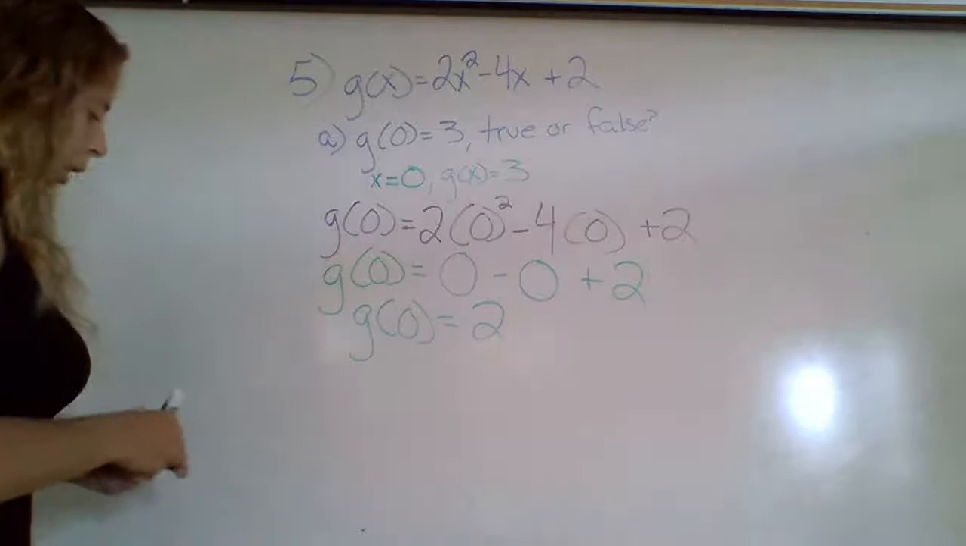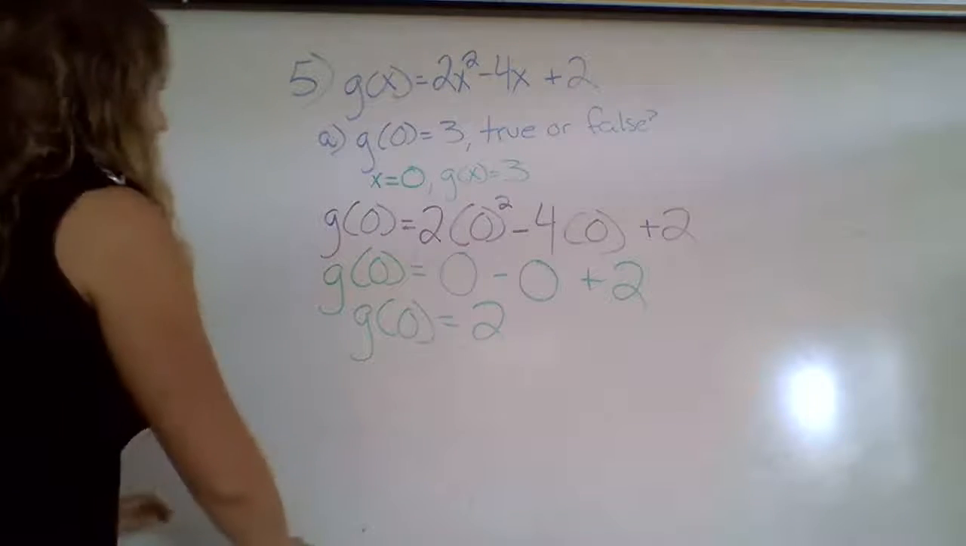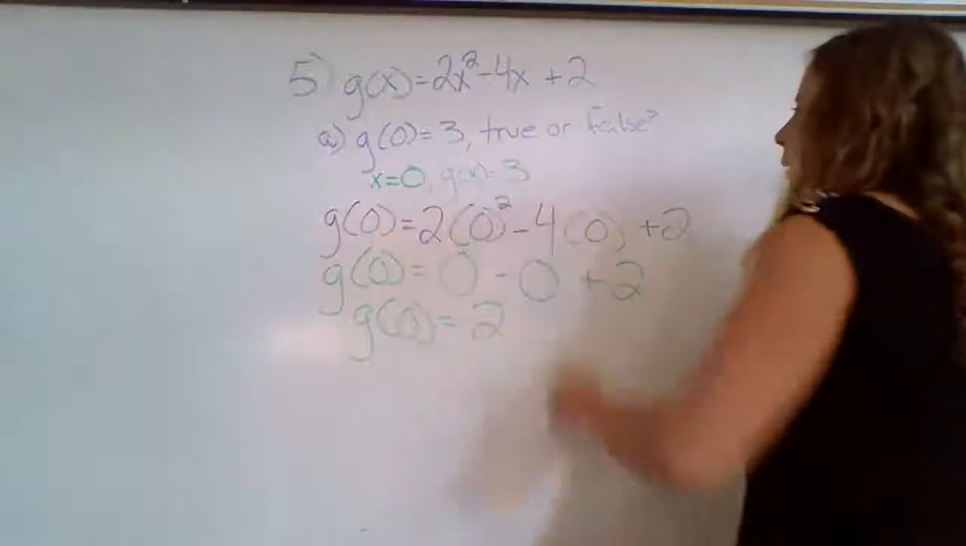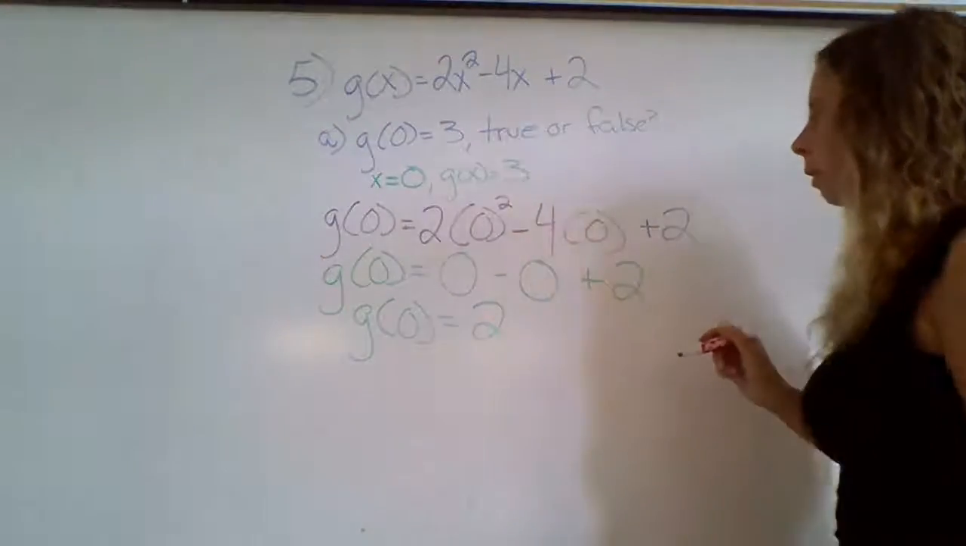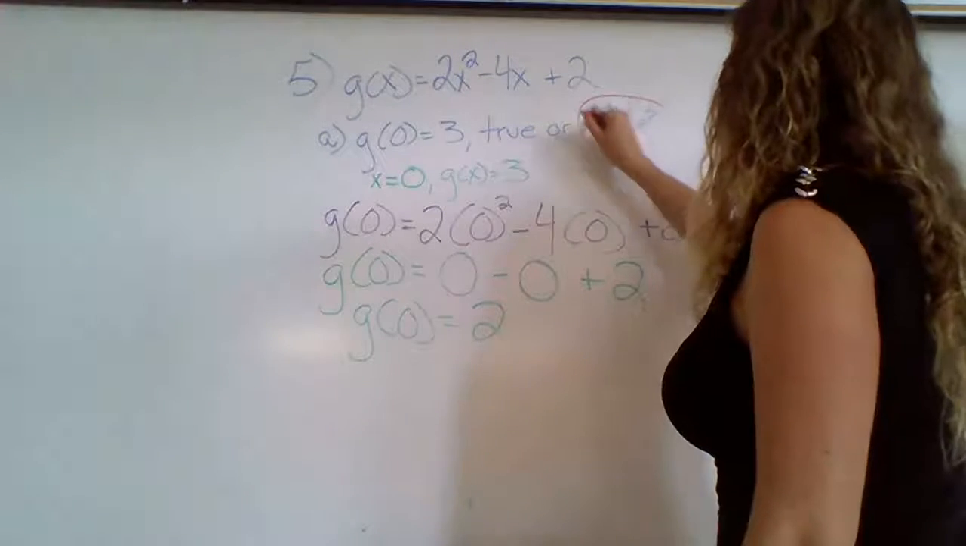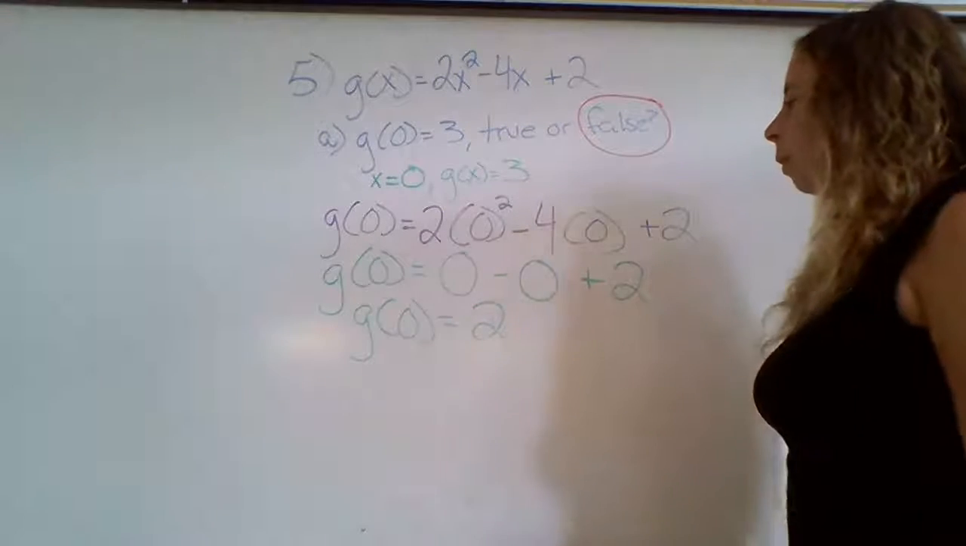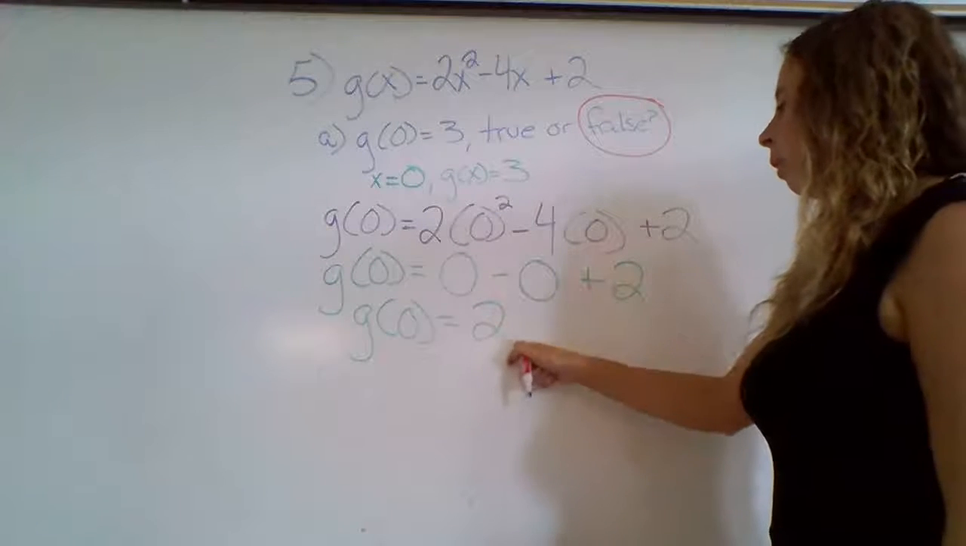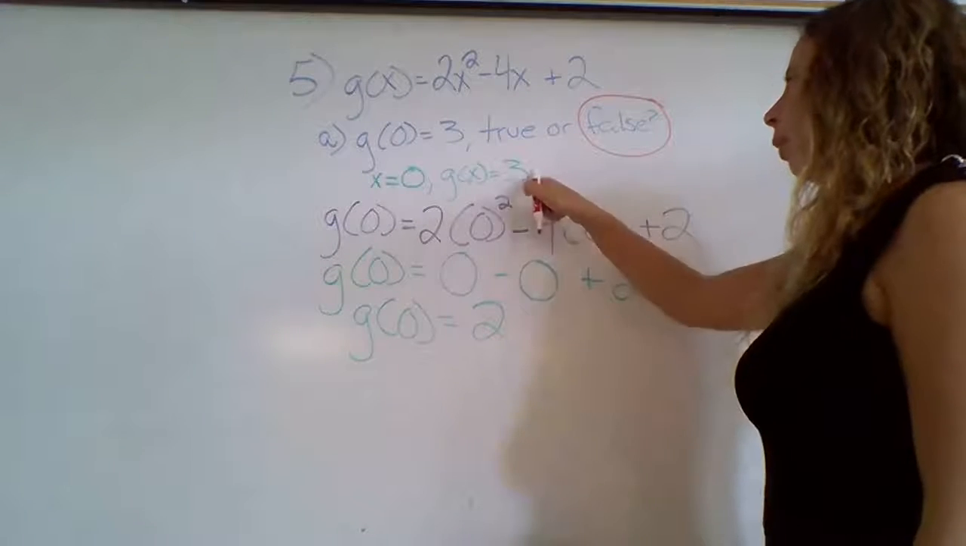So back to our original question. G of 0 equals 3. Is that true or false? That is false. When x equals 0, y equals 2, or g of x equals 2. Not 3, so that is false.